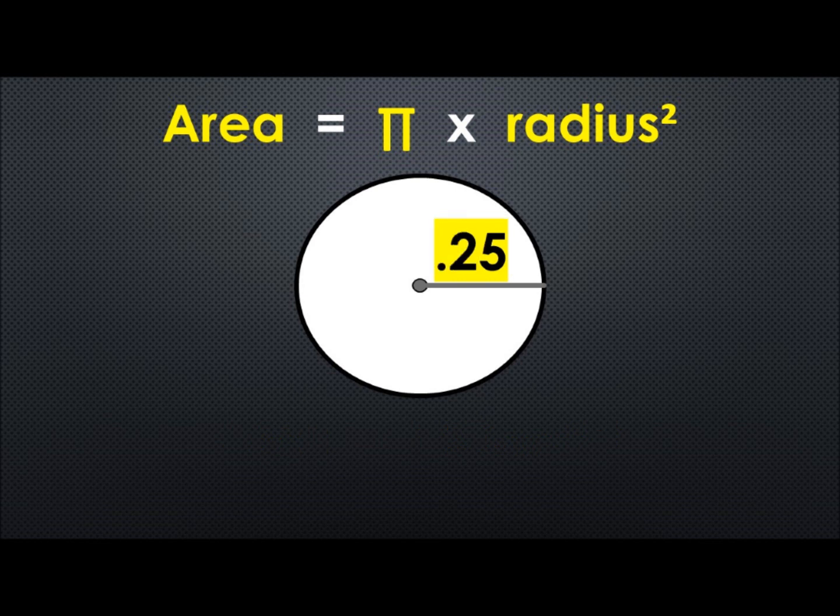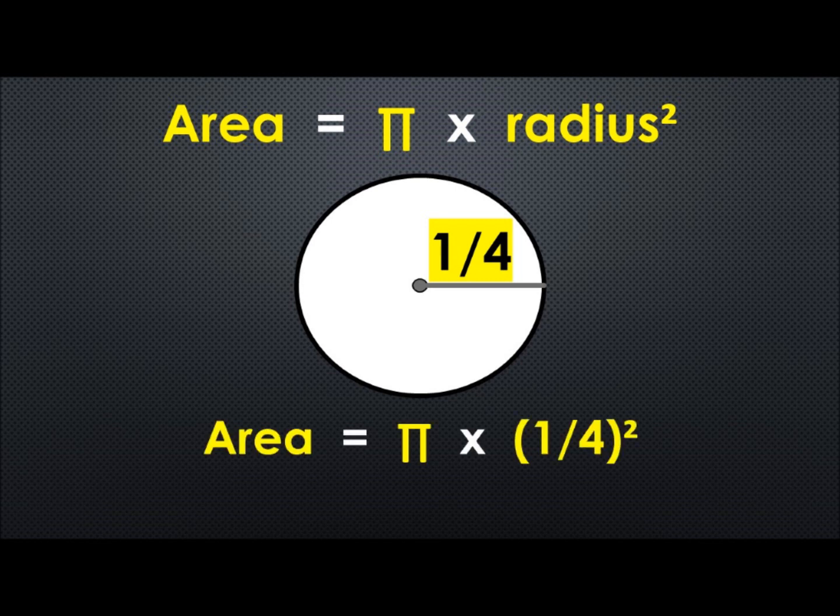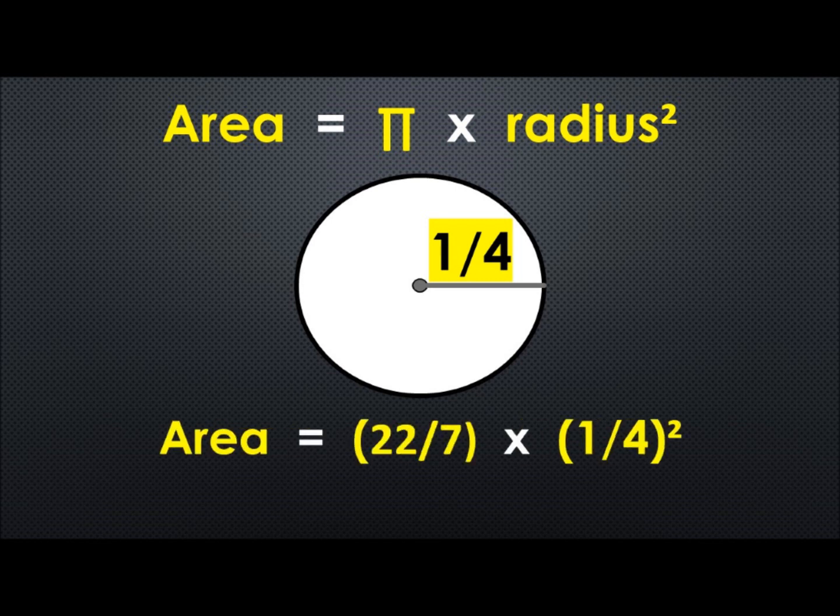Let's try this with a fraction. Let's make the radius 0.25, which is 1/4 as a fraction. We plug that into our formula. We use 22/7, which is a fraction form for pi. 1/4 squared is 1/4 times 1/4, and as you can see here, 1 times 1 is 1, 4 times 4 is 16.